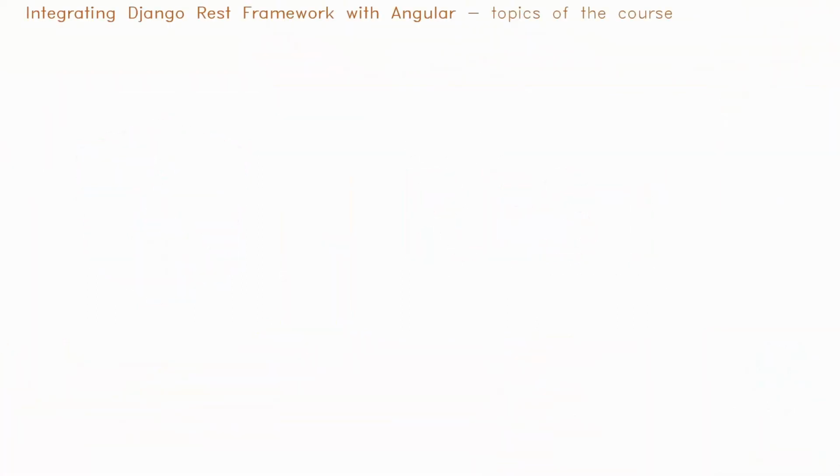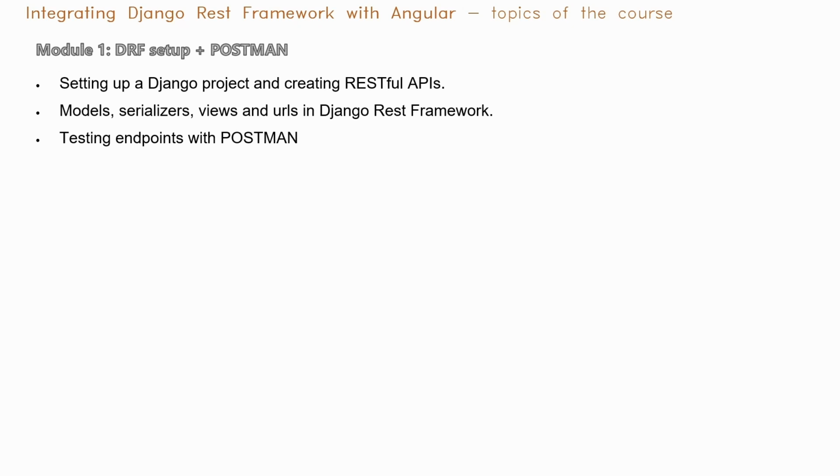I have divided the course into 3 modules. In module 1, we're gonna set up a Django project and we're gonna talk about the models, serializer, views and URLs in Django Rest Framework. And then we are going to test our endpoints with Postman.